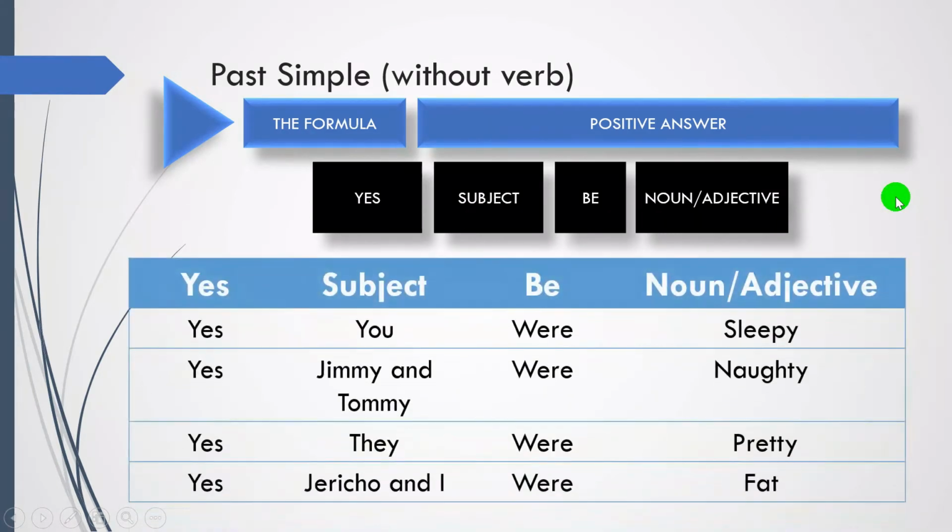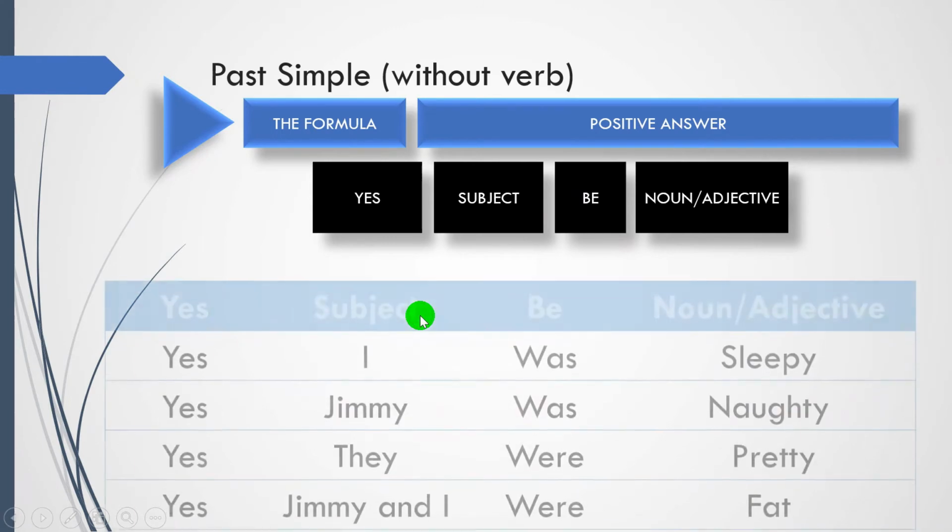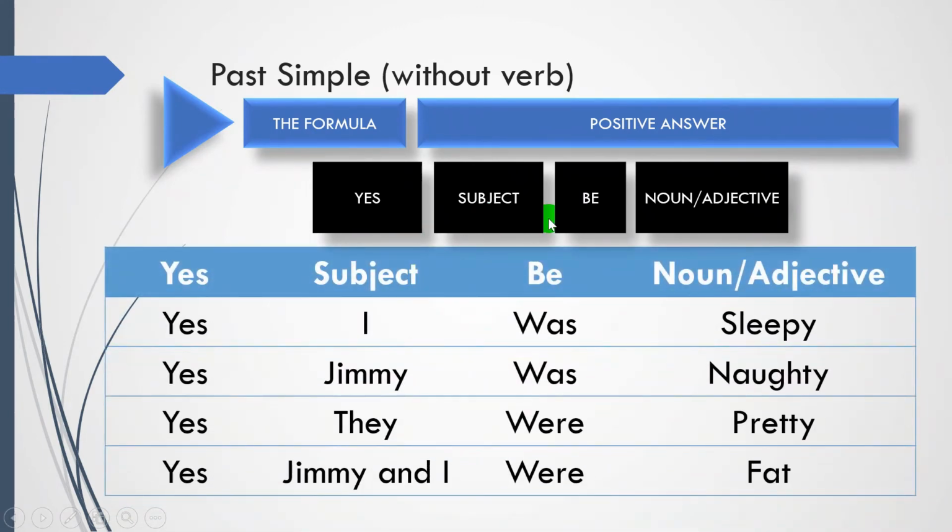And the same thing for this one, past simple without verb for the positive answer. It also applies with the same rules as for the present tense for the positive answer. So for a positive answer, you have to answer yes, followed by the subject and followed by be and then noun or adjective. So the point is yes and then followed by the positive form or positive pattern from the tense.